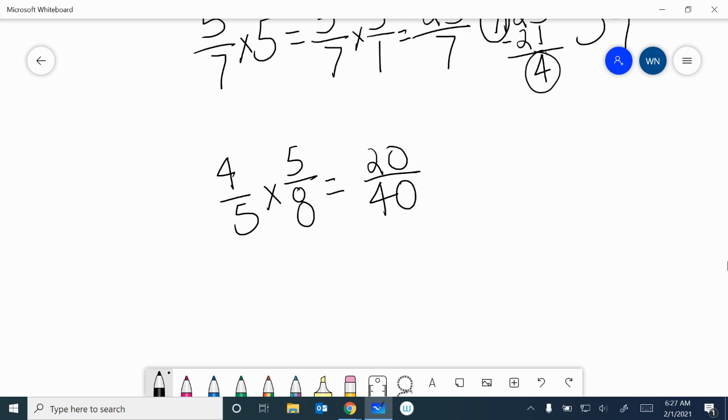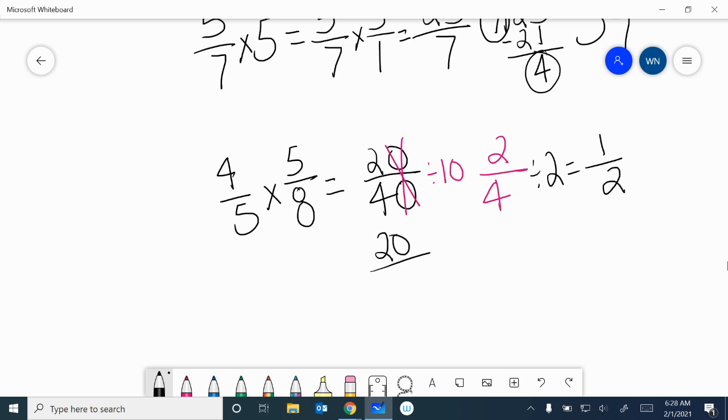So there's a couple different things we could do here. You could divide by 2, you could divide by 10, you could divide by 20, but I'm going to show you a quick hack. For this one, as you can see, we've got a 0 on the numerator and the denominator. All I'm going to do is cross out those 2 zeros. Now that would be the same as dividing by 10. 20 divided by 10 is 2, 40 divided by 10 is 4. But instead of dividing, we can just cross out those 2 zeros. Once we've done that, we're left with 2/4. We can divide by 2 again, and that would give me 1/2.